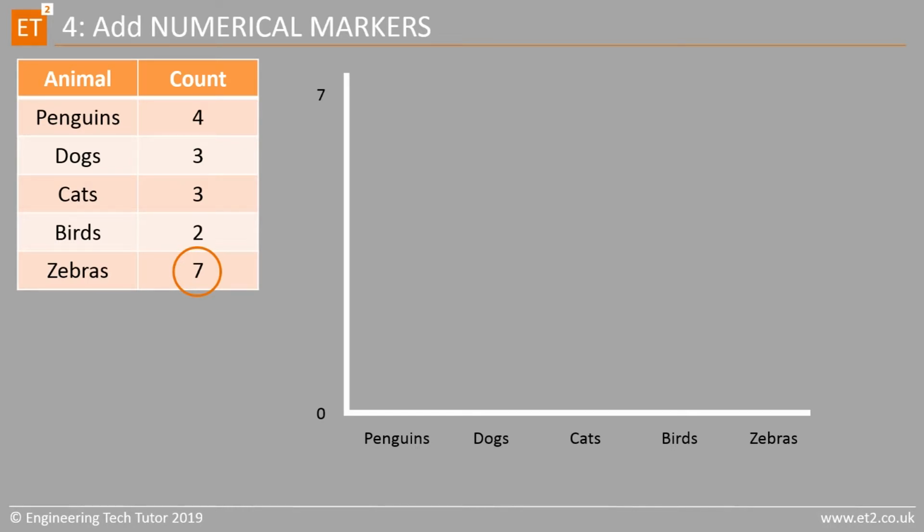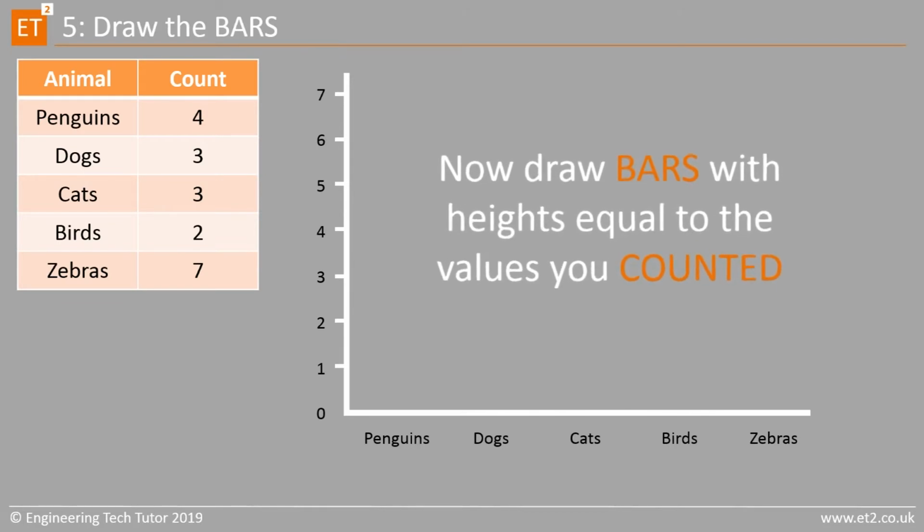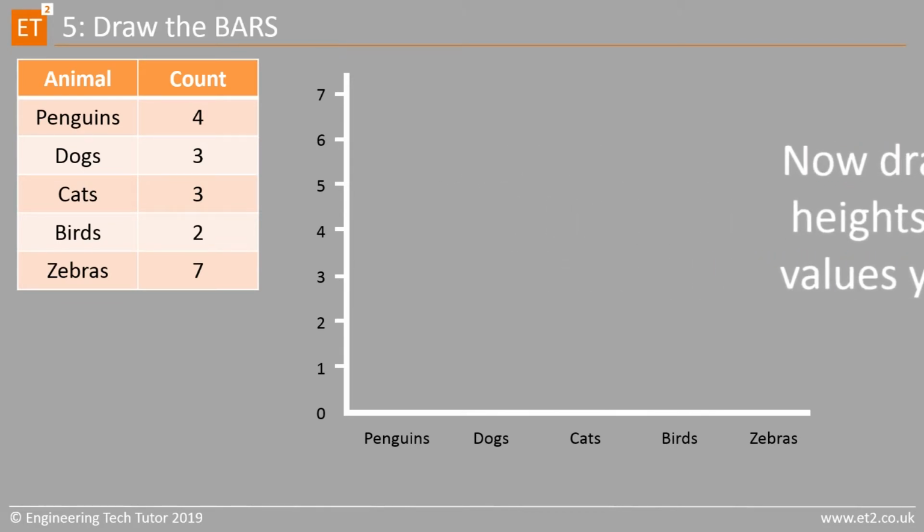As we will be counting from 0 to 7, we have to make sure we leave enough room to put all the numbers in, so we put equally spaced markers to allow us to write the numbers that we will need. These are 1, 2, 3, 4, 5, 6. Next we must draw the bars. Now draw bars with heights equal to the values you counted for each of the animals.